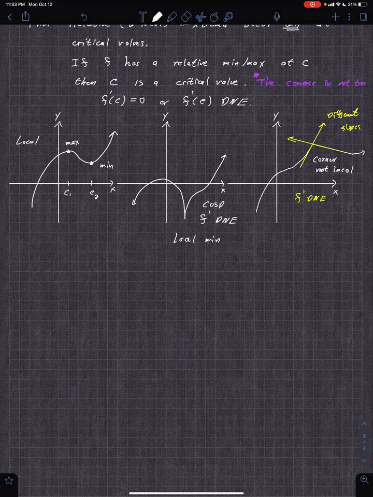Okay, so we want to look at basically the closed interval case for most of this. And this is finding extrema on a closed interval, what you do.